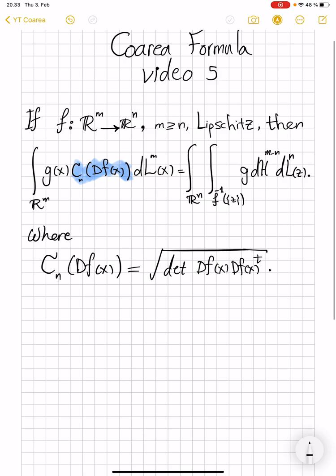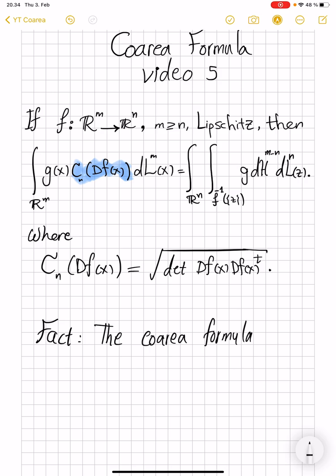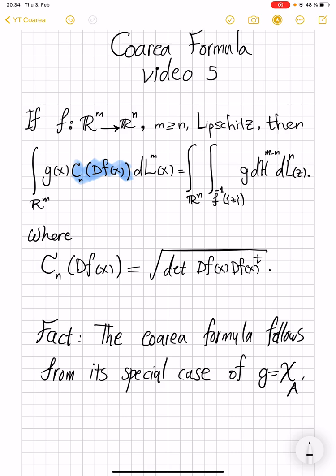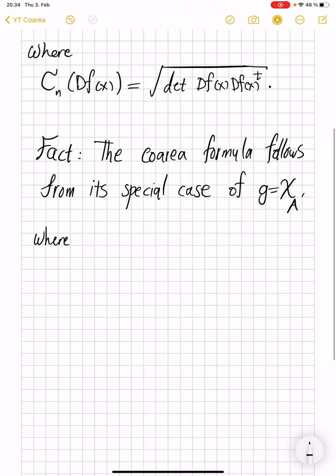The starting point for us will be a very useful fact indeed for the whole proof of the Coarea formula, and that is the following. The Coarea formula follows from its special case of G equal characteristic function of A, where A subset of Rm is measurable. Of course, Lebesgue measurable.